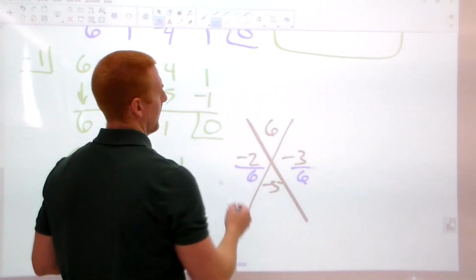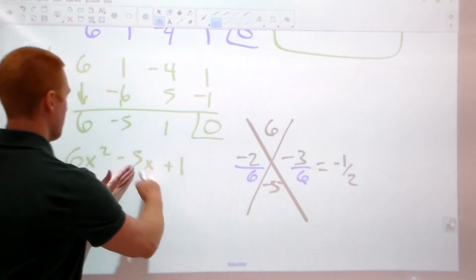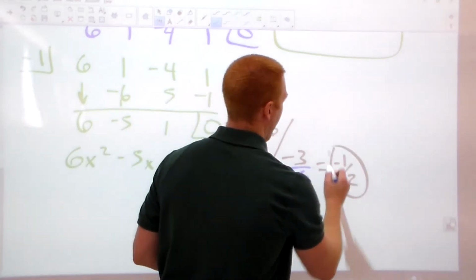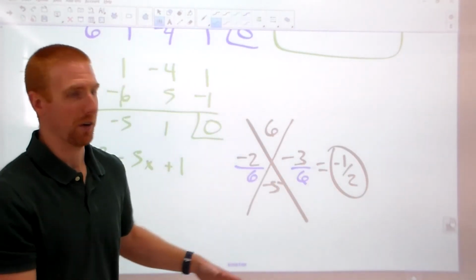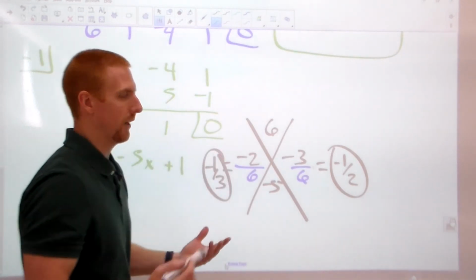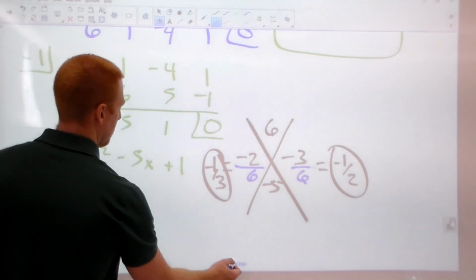If you don't like the shortcut, that's fine. It's probably smarter to use the break the middle term up, do grouping, all that stuff anyway. But if you like the shortcut, I don't want you getting bogged down. This problem's long enough. I don't want you getting bogged down by something trivial like how to factor if you're good at factoring already. So there we go. There's our other two factors.